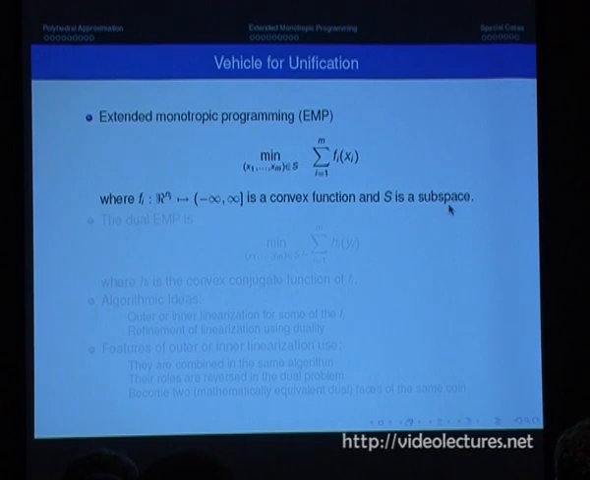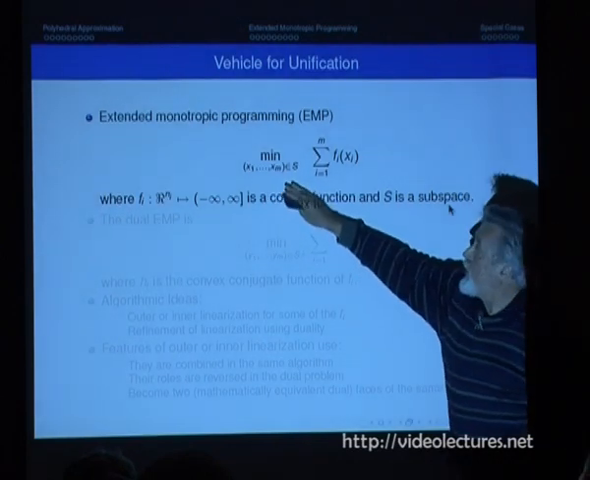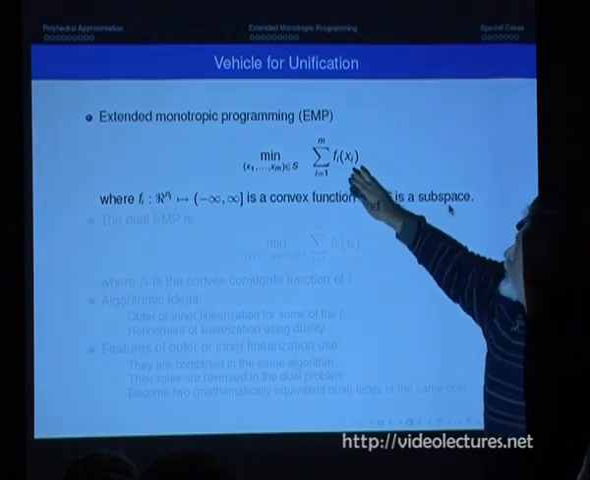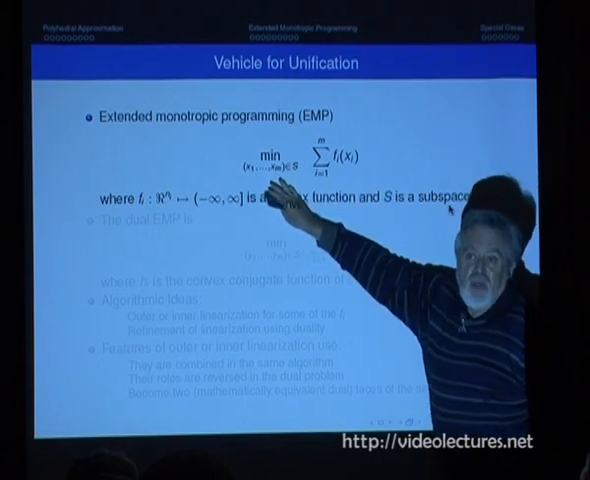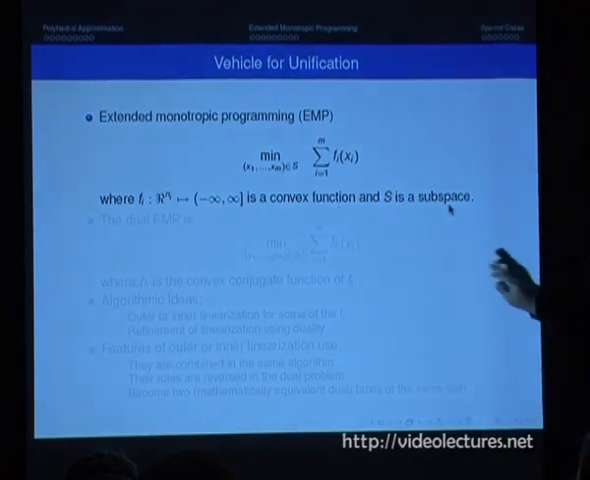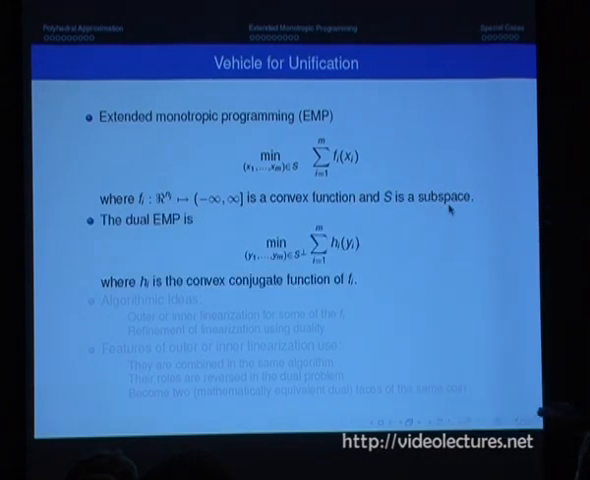The vehicle is a flexible and broad form of convex programming called extended monotropic programming. Here, the vector x of optimization involves components, x1 up to xm, and the cost function is additive and involves components, and each component depends on the corresponding component of x. And the fi's here are extended real-valued convex functions, and S is a subspace.